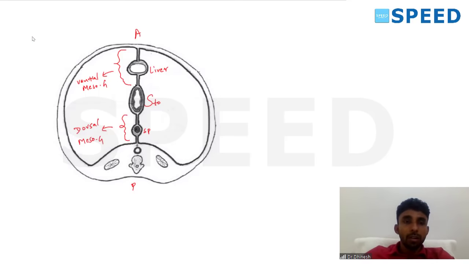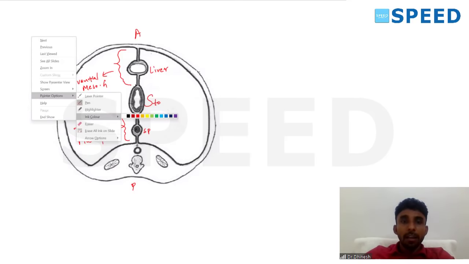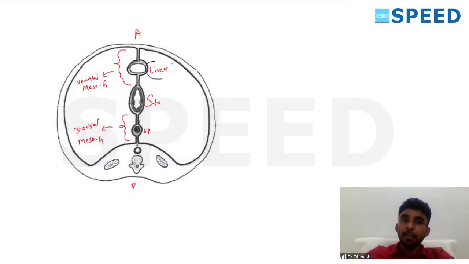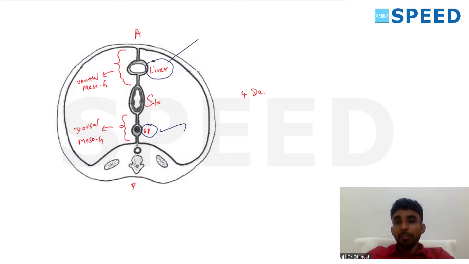Now, can you tell me which organ develops in the ventral mesogastrium? Yes, it is liver. Liver develops in the ventral mesogastrium. And which organ develops within the dorsal mesogastrium? Yes, it is spleen. Spleen, isn't it? Now the question is, what are the 4 derivatives of ventral mesogastrium and what are the 4 derivatives of dorsal mesogastrium?